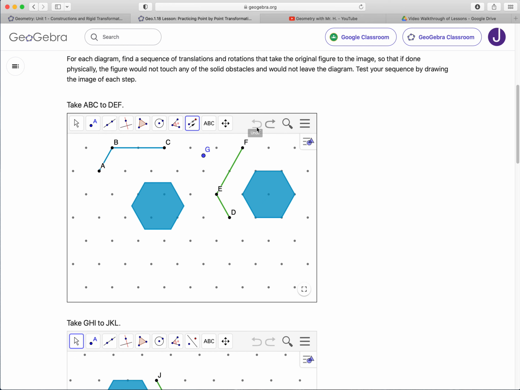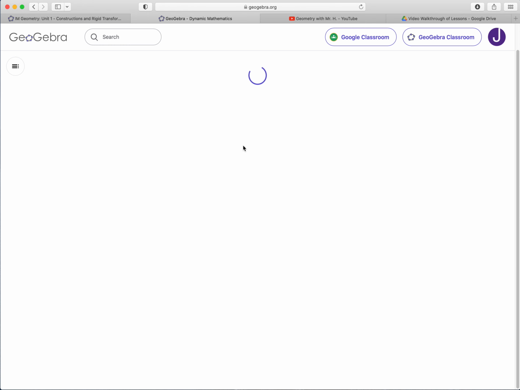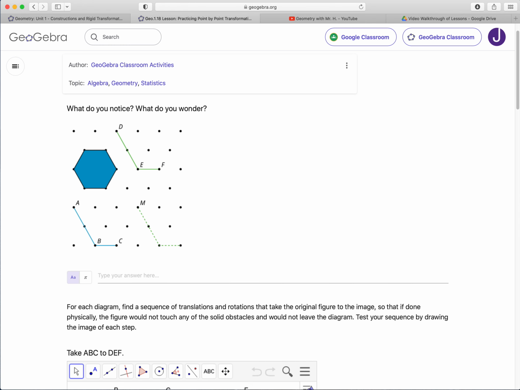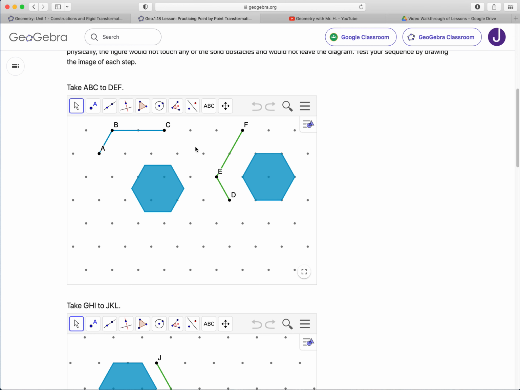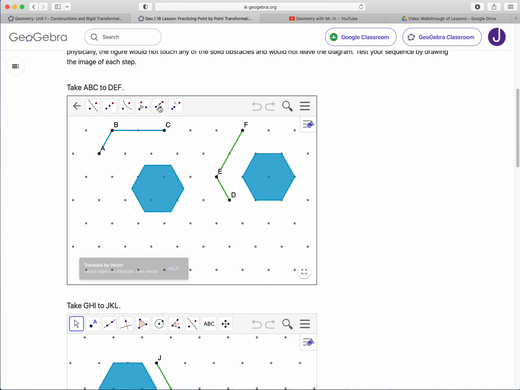Okay, something weird is going on with this. Let me refresh this page. All right. Okay, so we are going to try to translate by vector. We're going to translate this object from C to F. There we go. Okay, done.